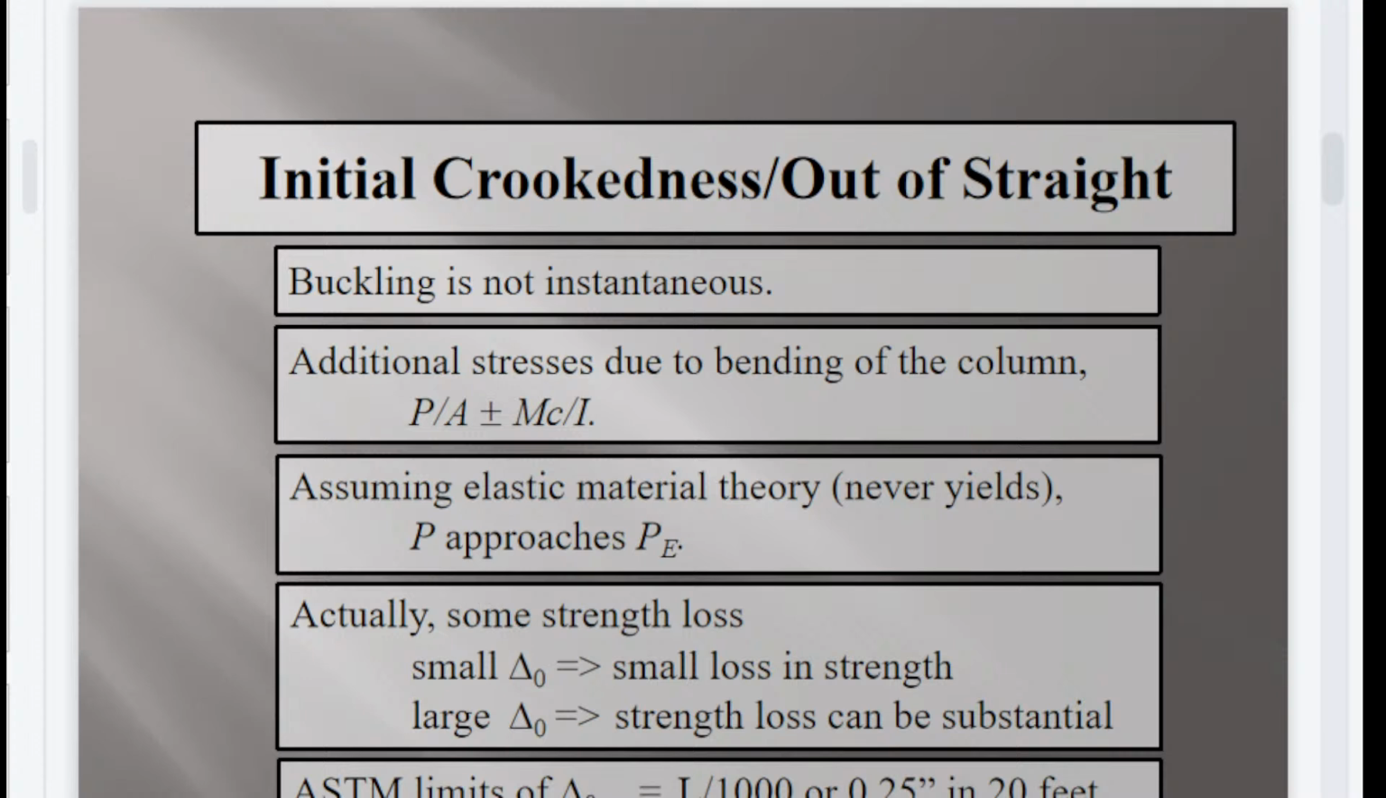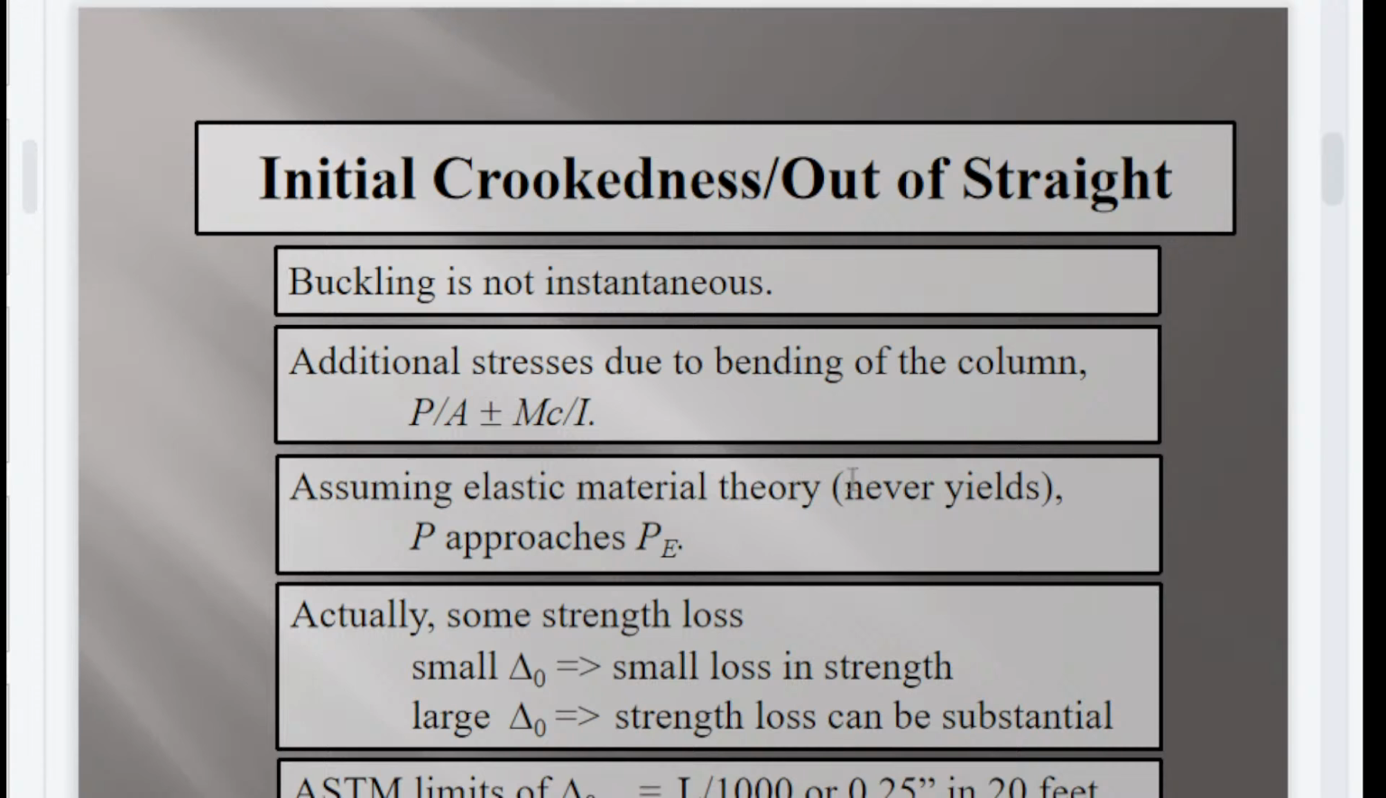So regarding this initial crookedness assumption, buckling is not instantaneous. We are limited by this assumption. Then there are additional stresses due to bending of the column. So we have the straightaway initial stress plus minus MC over I. MC over I is the flexure, due to bending. So flexure meaning bending.